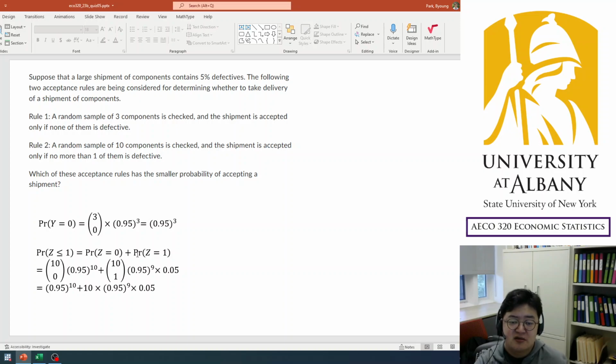Next term, for the probability z equals 1, for only one component to be defective, you have to think about 10 chooses 1. You have to think about which one out of 10 is defective. So there is a combination rule, times 9 of them are fine, but 1 is defective. So 5% is multiplied once, and 95% is multiplied 9 times for the fine components.